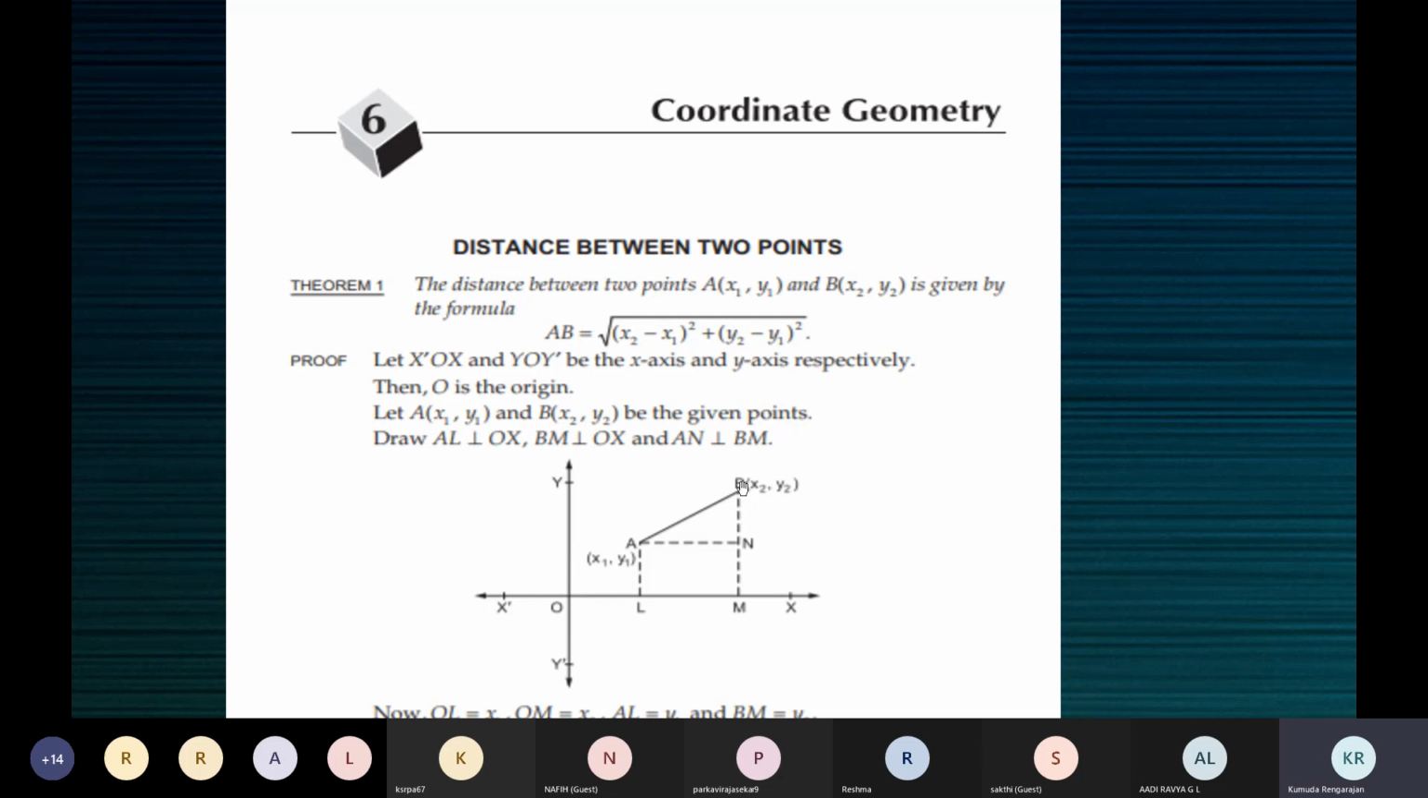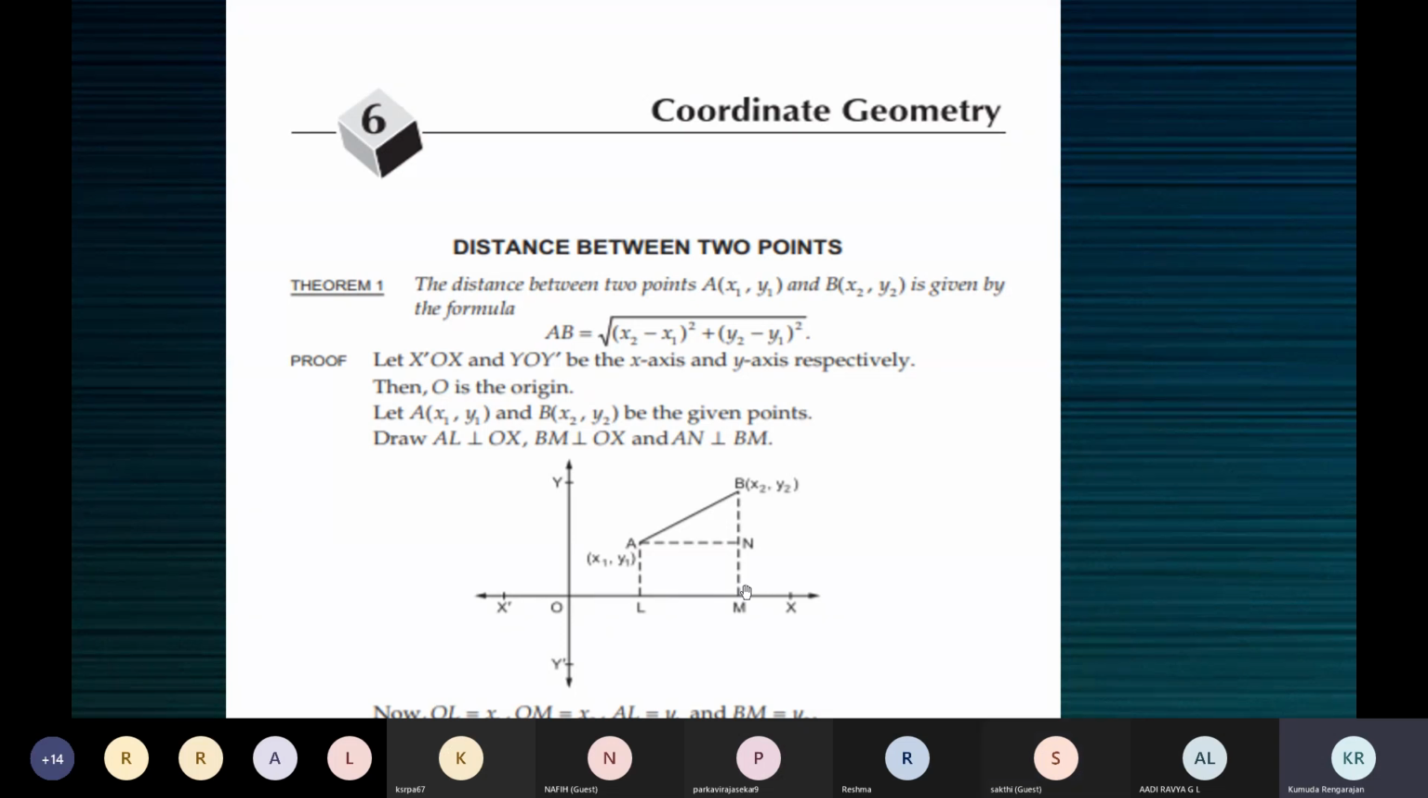Now children, 10, 8, 3, 4. How much is OM? Ten units, ma'am. That means 10, because we said it's 10, 8. So it's 10, right? That means X2. If this is 10, 8, then OM is 10, which means X2.